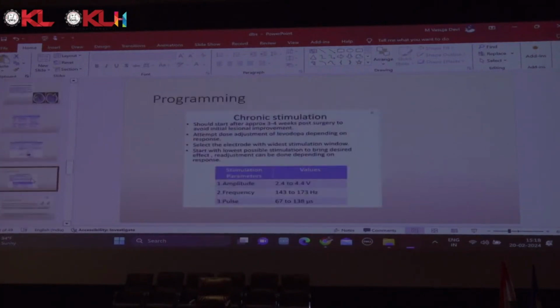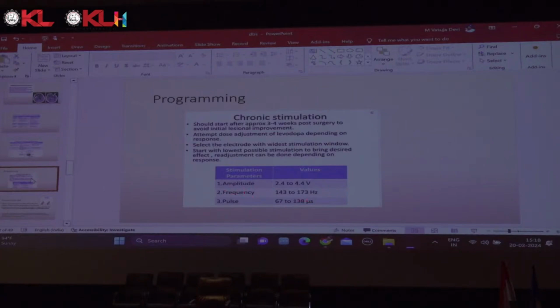So what is programming? Because the location is the most important, we then use programming to improve the condition of the patient. When we program, we use three parameters: amplitude, frequency, and pulse width. We start after one or two months, from low currents and then increase. Always, the pulse width and frequency are more important.